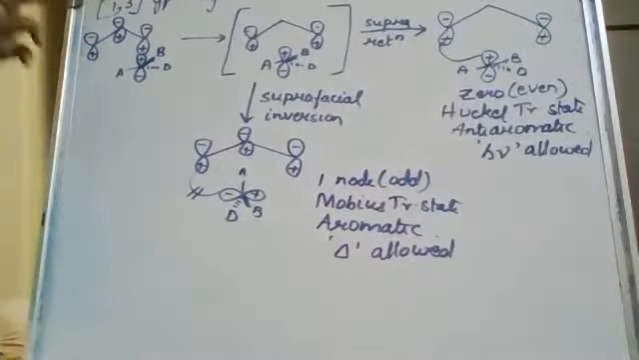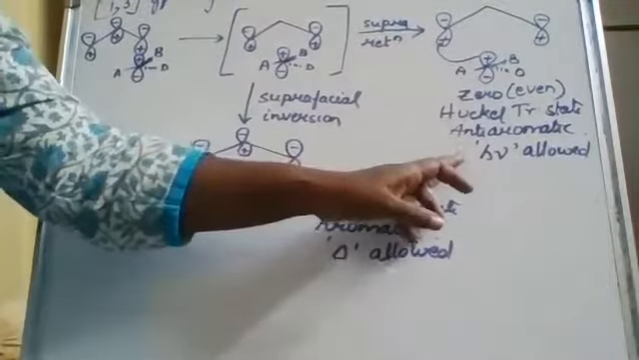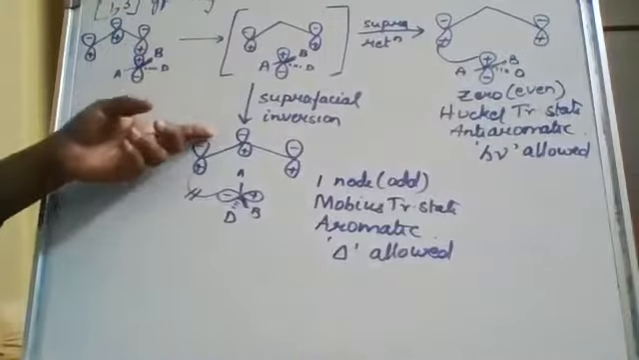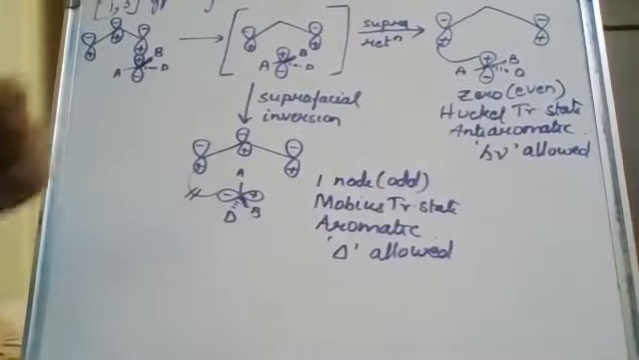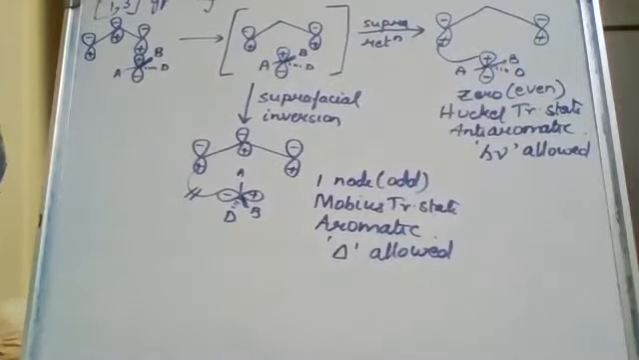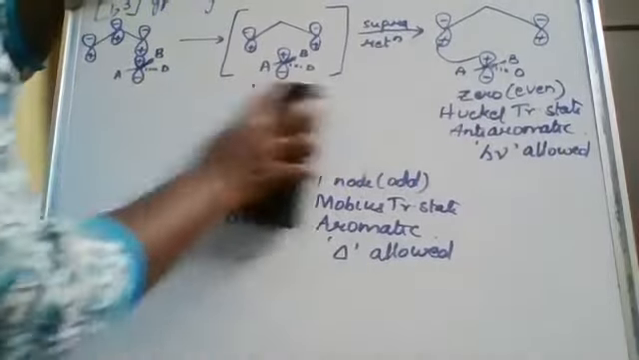Okay. So 1,3 group migration, suprafacial with retention of configuration is photochemically allowed, whereas suprafacial with inversion of configuration is thermally allowed. Now I'm going to do the same thing for antarafacial migration, both with retention and inversion of configuration.